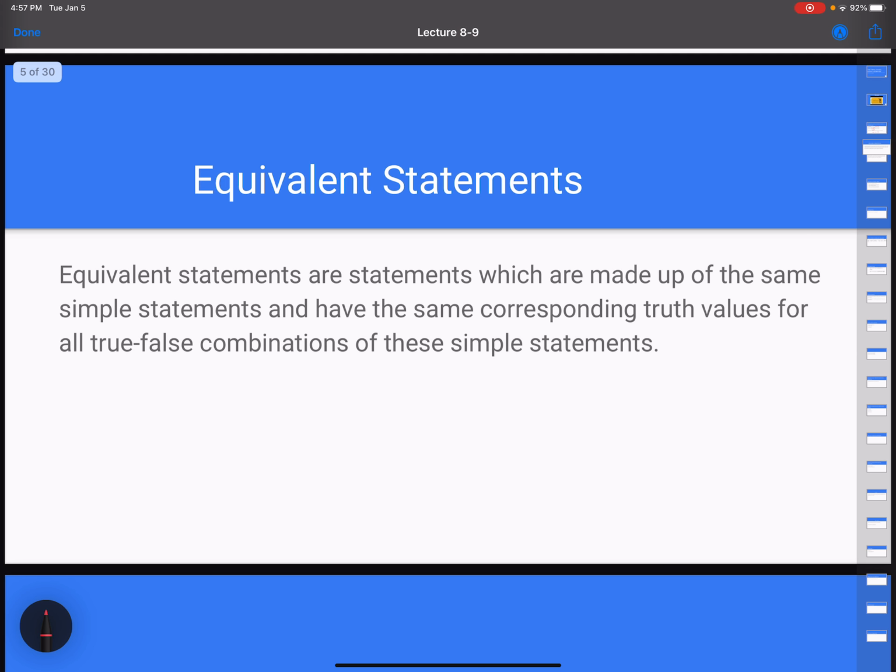Moving on, we have our first definition. Equivalent statements are statements which are made up of the same simple statements and have the same corresponding truth values for all true-false combinations of these simple statements. Which just means if you were to make a truth table, all of the statements would have the same truth table. They mean the same thing.